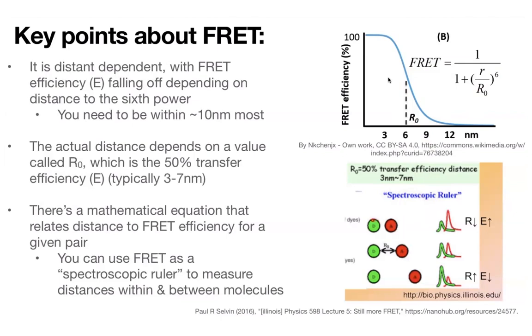The closer they are together, the higher the FRET, the further they are, the lower the FRET. And so by measuring the amount of FRET, you're then able to determine how close together they are.